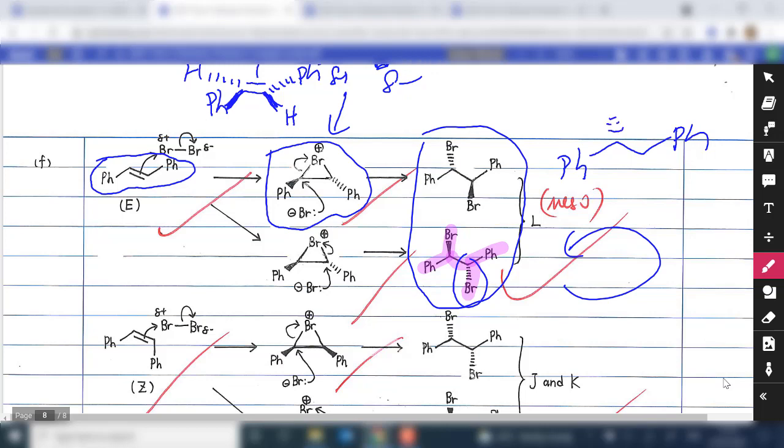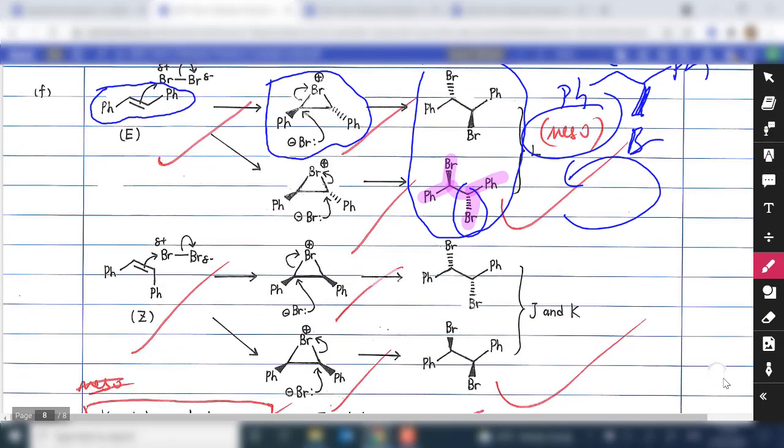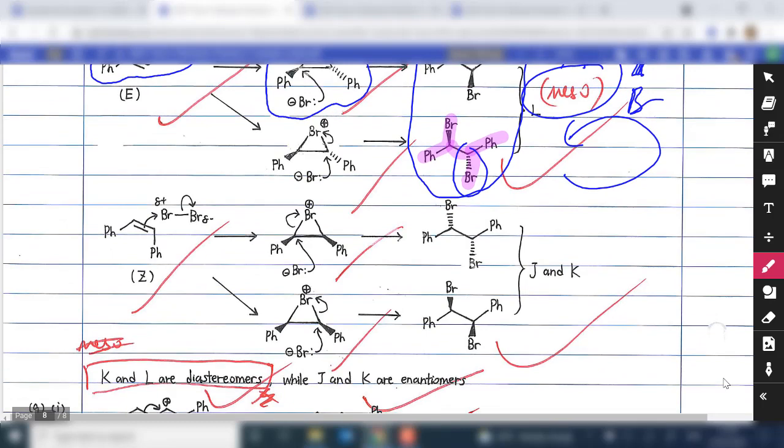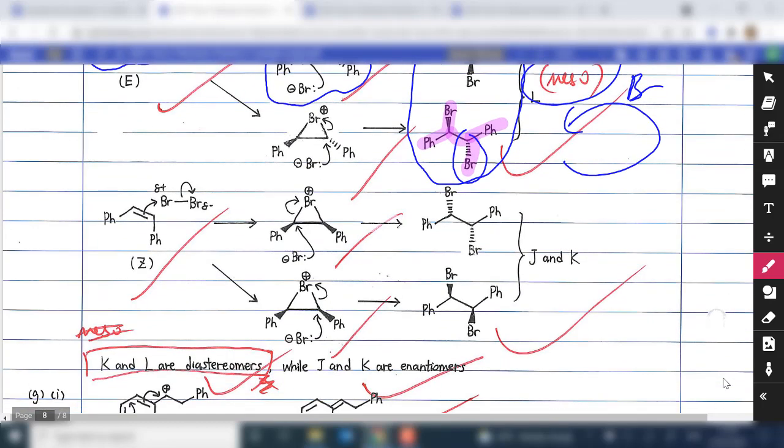So the BR will be projecting away from you, and then another BR will be projecting out towards you. So you realize that they are actually the same thing. So it's not an issue, so we call this the meso compound. If you start off with the Z isomer, you will end up with an enantiomeric pair.